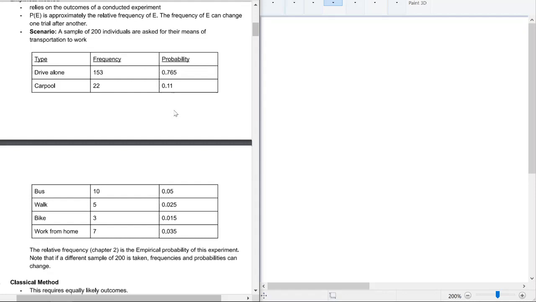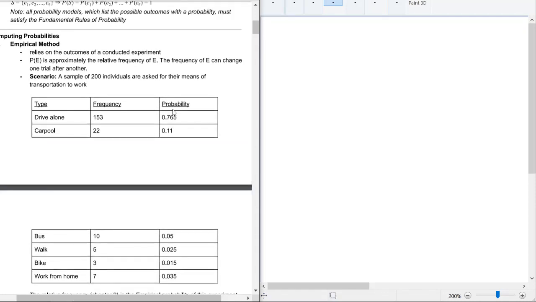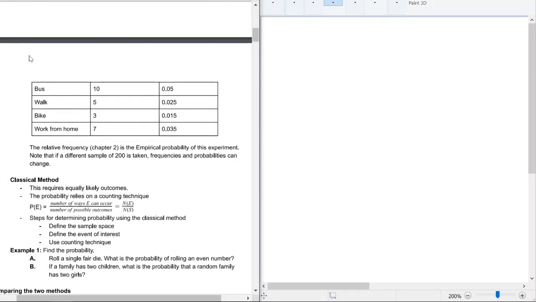So when it comes to empirical probability, I want you to remember that probabilities can change. If I sample a different 200 individuals, it may not be 153 that answer they drive alone. It could be 154. Even if it changes by 1, the probability changes. That's empirical probability. Typically, a sampling occurs and probabilities can change.